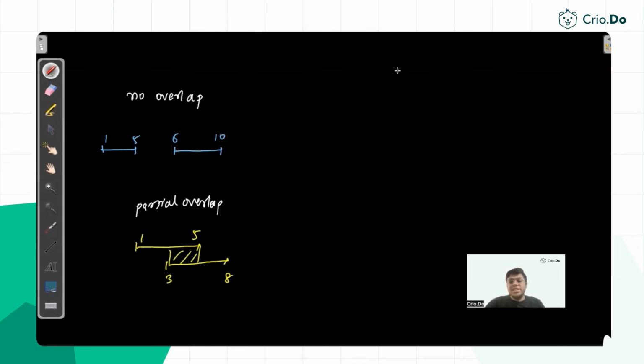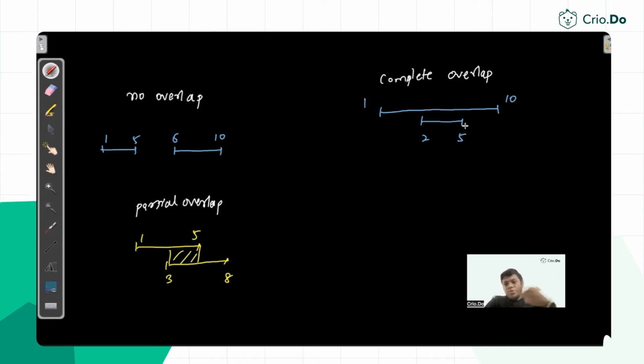But there is one more case which is complete overlap, and we have to take care of that scenario as well. What does complete overlap mean? It can have two different things. Let's say the first interval is this, second interval is completely inside the first one. It can be like this, like the first one is from 1 till 10, second is from 2 till 5. So this interval is completely inside the first one, so it is a complete overlap. Or it can be vice versa, the first interval can be completely inside the second interval.